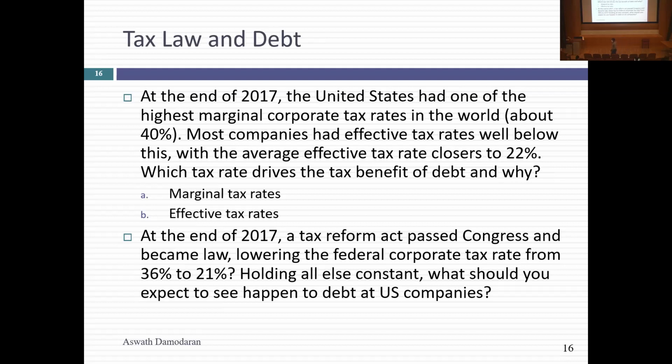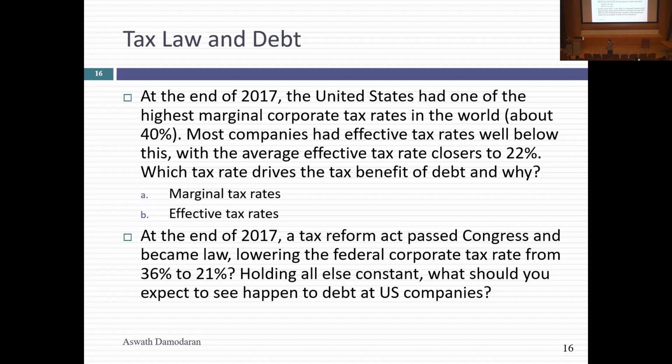Now, of course, corporate marginal tax rates don't stay fixed in perpetuity. Why? Because governments often revisit the tax code and try to fix it. Prior to 2017, the US had the highest corporate marginal tax rate in the world, close to 40%. Because when you think about US marginal tax rates, you've got to start with the federal tax rate, which then was 35% before 2017, and add state and local taxes. The US had the highest marginal tax rate.